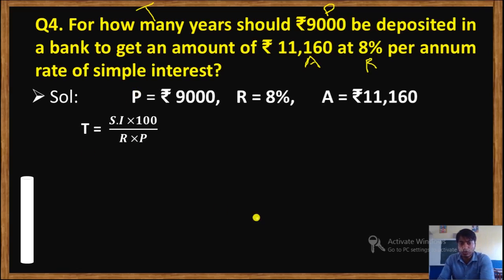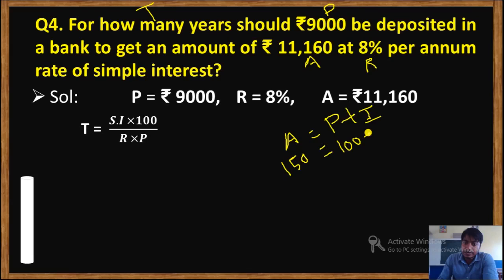Okay, let me show you one small example. Suppose, you know very well, amount equals principal plus interest. That means amount is the addition of principal and interest. Suppose the amount we have is 150 and the principal we have is 100, and you have to find out the interest.